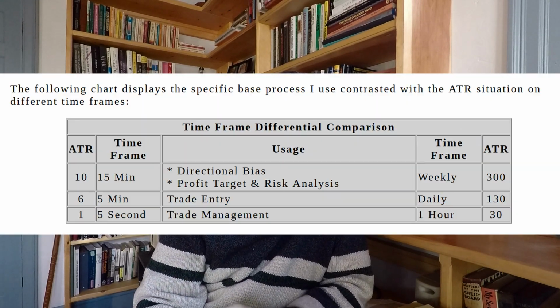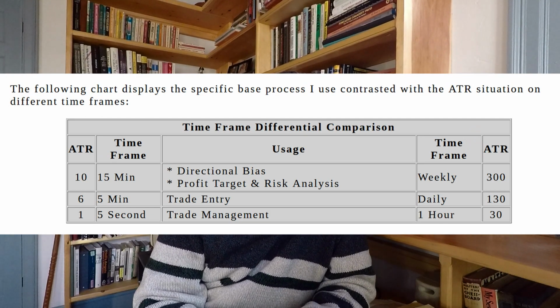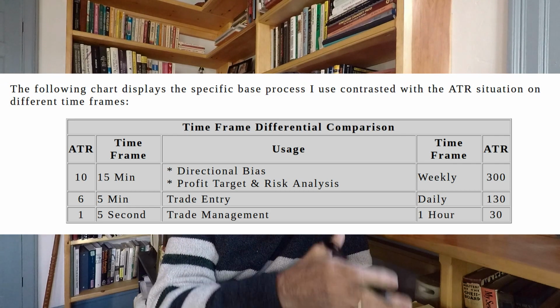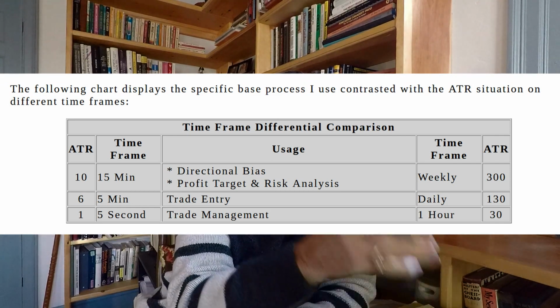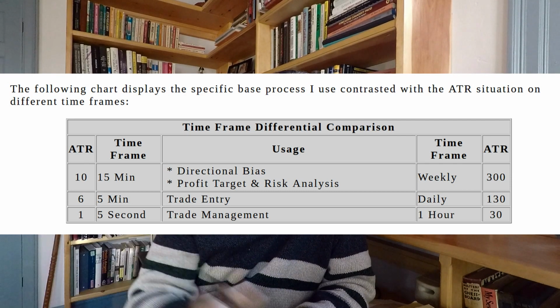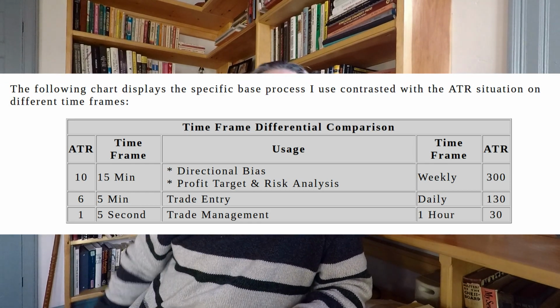And so let me bring my thing up here and see what I'm looking at. I'm going to pull a chart up, and it's chart 2. It says that the following chart displays the specific base process I use contrasted with the ATR situation on different time frames. So on the left side of that chart, you see an ATR for my 15-minute, 5-minute, and 5-second chart. And on the right-hand side, you see the weekly, daily, and 1-hour time frames and what their associated ATRs are.